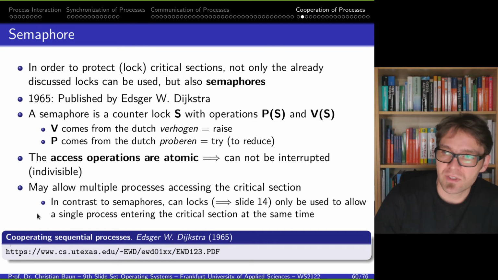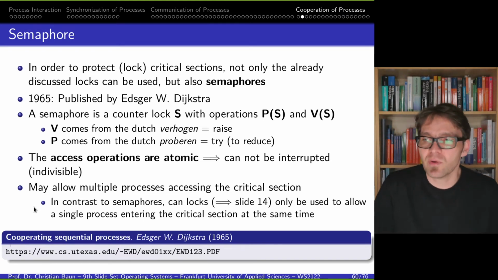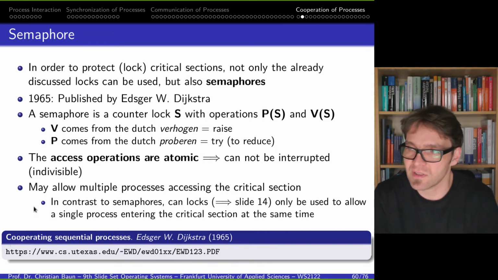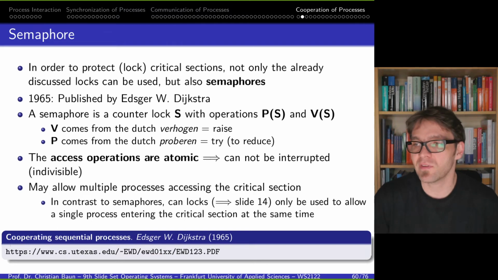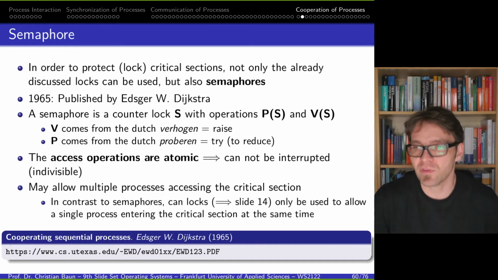Another thing which is relevant: these counter locks can be used to allow several processes to enter their critical sections. It's not limited to single processes. If you are happy just with single processes going into the critical section, then you can use a mutex. But if you want the feature of counting, you need a semaphore.